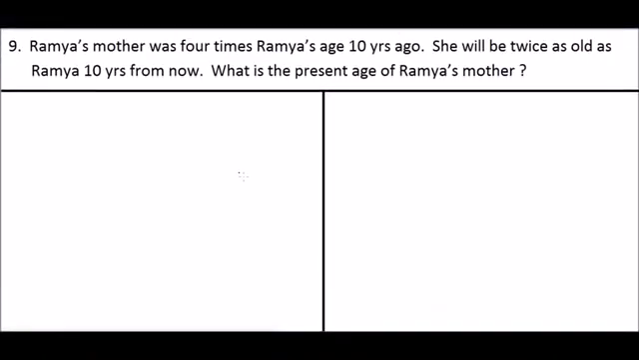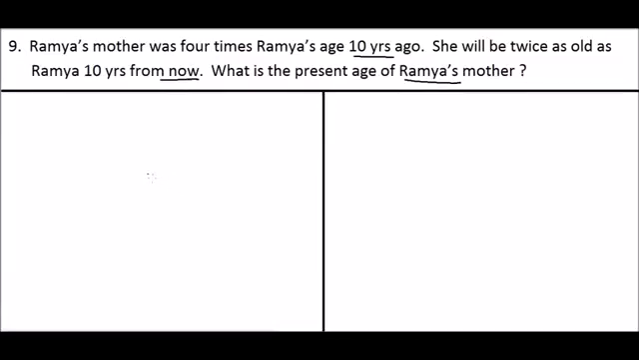Now let us start this question. See here, it's a little different one. Everything is the same, a little different. Here, Ramya's mother was 4 times Ramya's age 10 years ago. She will be twice as old as Ramya 10 years hence, 10 years from now. What is the present age of Ramya's mother?